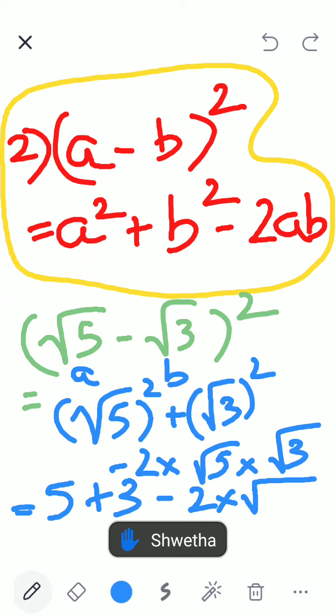Combine them together. How much is it? 5 into 3? How much? 15. So 5 plus 3 is how much?